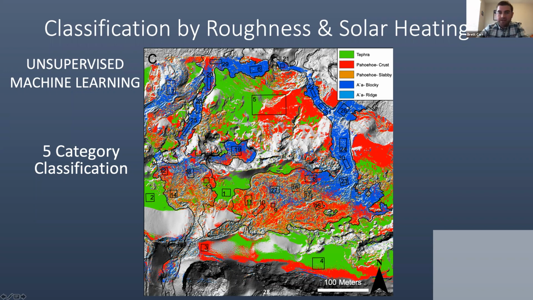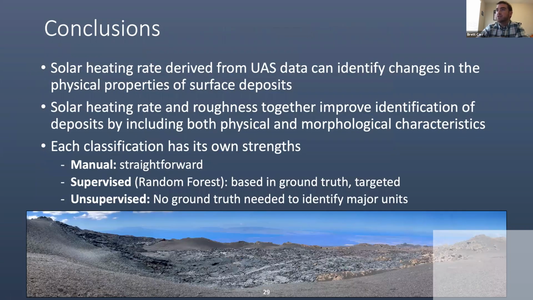It's hard to see in this image depending on the resolution of your screens, but the light blue shows up mostly along channel margins, where there's a lot of light blue, and also along levees in the flow. So again, the unsupervised technique is identifying different major units than what we identified manually. And so those are all the different classifications. And so now the main big takeaways.